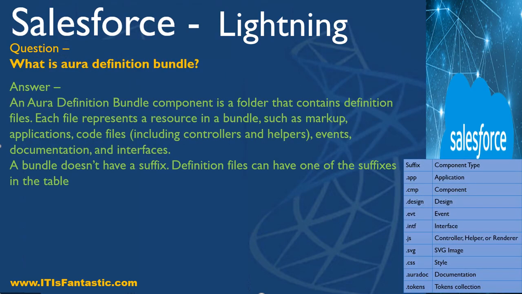What is an Aura definition bundle? An Aura definition bundle component is a folder that contains definition files. Each file represents a resource in a bundle, such as a markup application, code files, events, documentation, and interfaces. And as we can see, the definitions of some of those suffixes are in the table below.